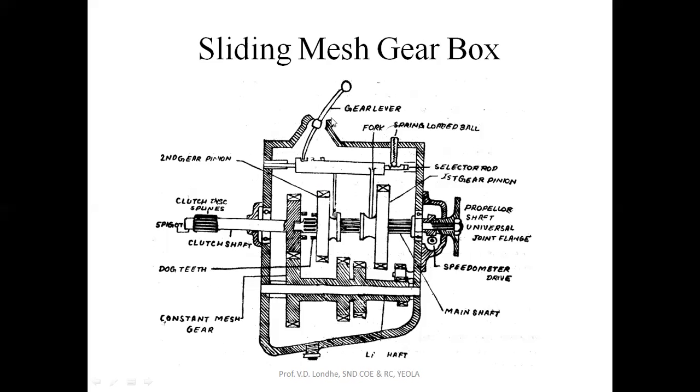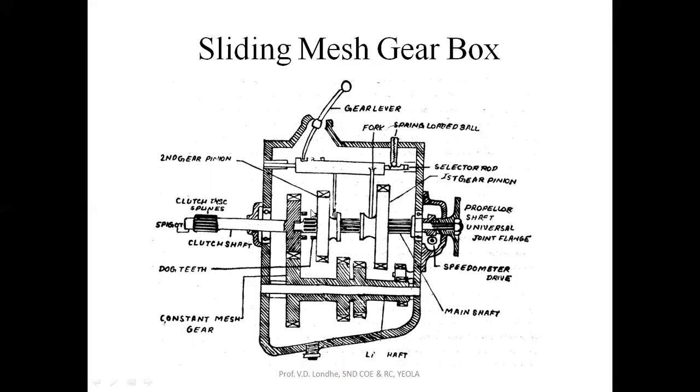Next is the sliding mesh gearbox. In this sliding mesh gearbox, the gears are going to slide on the spline shaft. In the previous slide, both the gears, input and output, were engaged with each other, and with the help of the sliding dog clutch they were transmitting the power from input to output. But in this sliding mesh gearbox, the gears are not engaged with each other. On this spline shaft, with the help of this gear lever knob, you are going to mesh the gears with the gears mounted on the lay shaft.